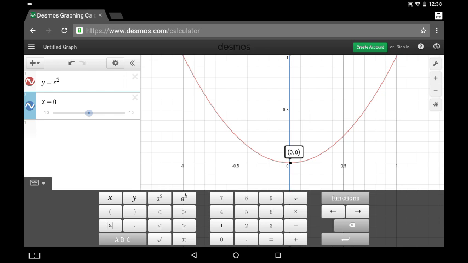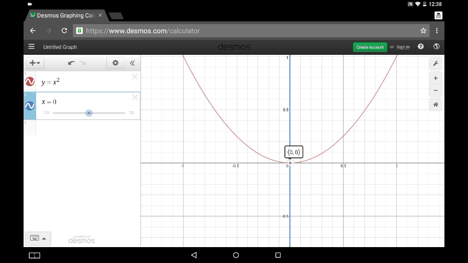The vertex is the coordinates, or the point where it's at its minimum in this case. It could also be a maximum, and we'll talk about that in a minute. So the vertex for this is the point that's highlighted here at 0, 0. So as I've mentioned quickly, because this parabola opens up, it has a minimum, which means the vertex is at its minimum. And the axis of symmetry always goes directly through the vertex.